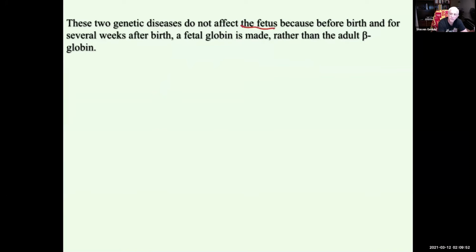Okay. So think about it. If the mother has sickle cell anemia, it's not going to affect the fetus because before birth and for several weeks after birth, fetal globin is made rather than adult beta globin. So the gene that codes for the beta globin gene is not even being used yet in the fetus. It only occurs after the fetus is born, and then they stop making this fetal globin or fetal hemoglobin. So the fetus produces what's called fetal globin rather than the beta globin gene, so the defect isn't shown yet in the fetus.